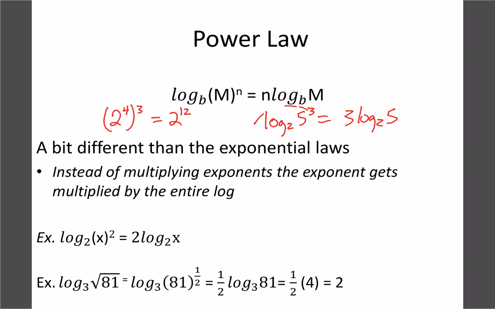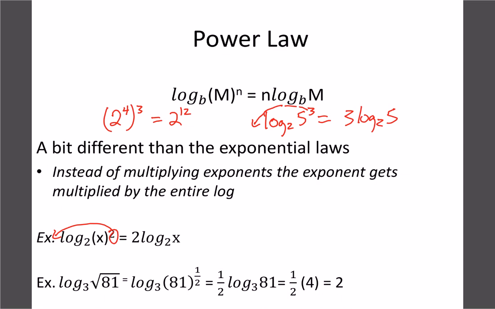We're basically just taking that exponent and moving it to the front. If we look at these examples, we've got an exponent of 2, we bring it down in front, so we get 2 log 2 of x, and that's it. And we can work backwards, or the reverse. So here we have log 3 of 81.